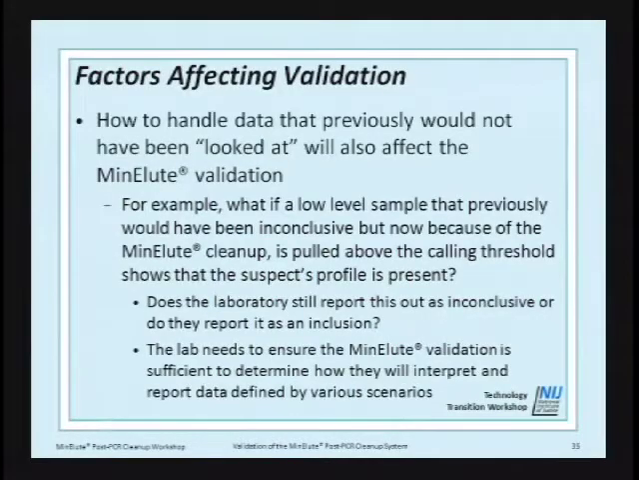Does the laboratory still report this out as inconclusive, or do you now make an actual report as an inclusion? The lab needs to ensure the MinElute validation is sufficient to determine how they will interpret and report data defined by various scenarios.